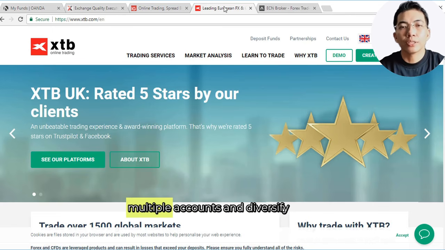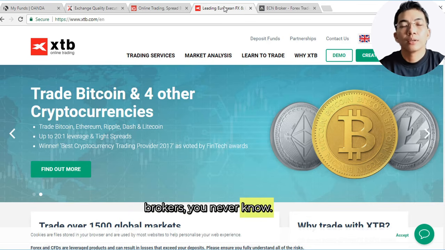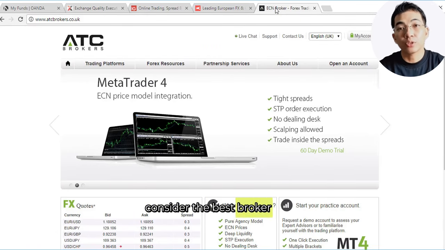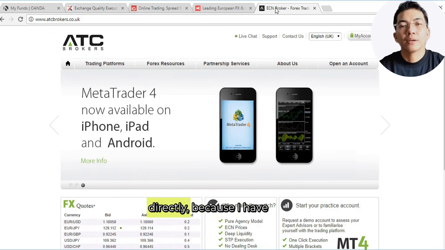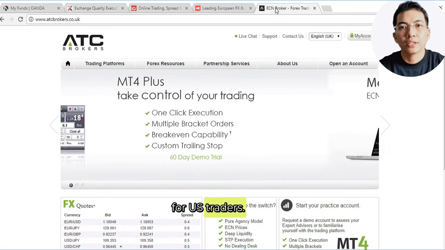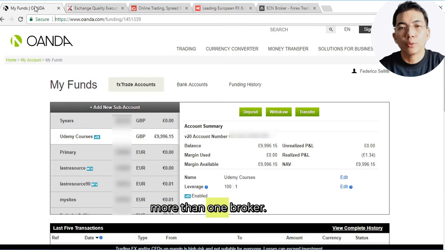I like to have multiple accounts and diversify my risk even in this way, because even if I trust these brokers, you never know. For example, some years ago, I had an account with ATC brokers that I used to consider the best broker ever seen. Then they got into some troubles and declared bankruptcy. It didn't affect me directly because I have been able to withdraw my money, but I'm not sure if it has been that easy for US traders. Anyway, after that situation, I started to have more than one broker.